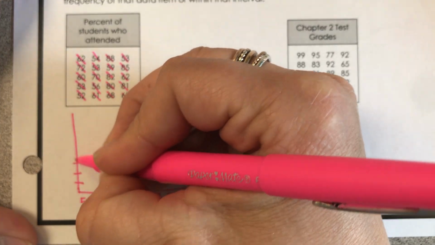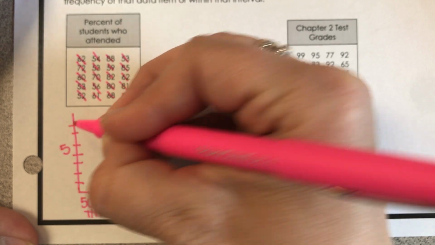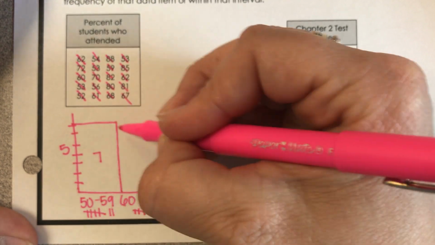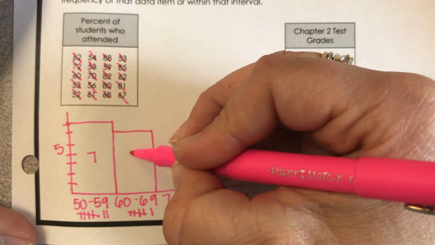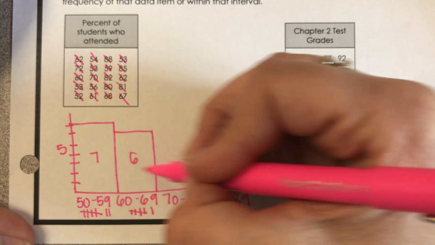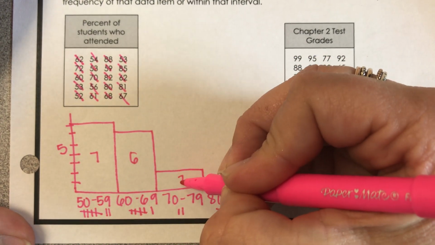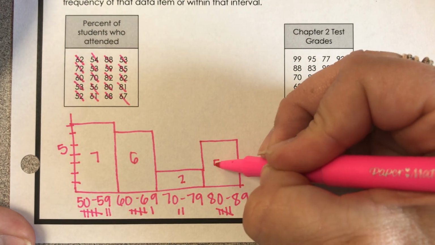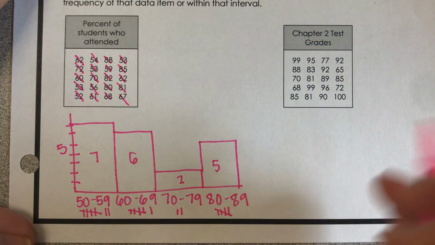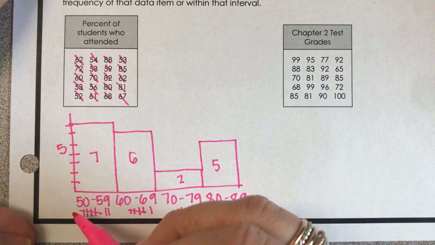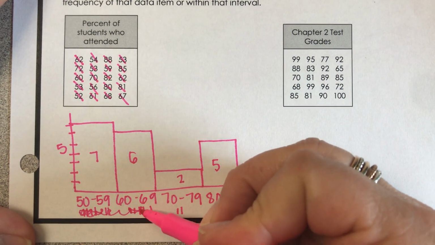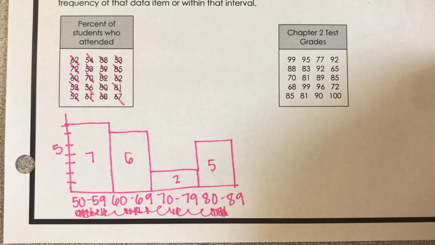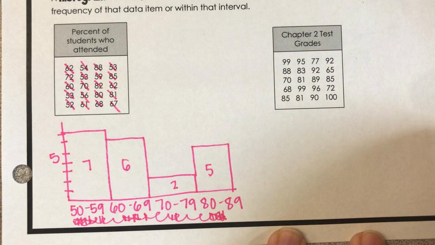So 1, 2, 3, 4, 5, 6, 7. I had 7 numbers that were in the 50 to 59 category, 6 numbers in the 60 to 69 category, 2 in the 70 to 79, and 5 in the 80 to 89. And those are my frequencies. If you would rather create a separate table, I'll show you that on the next one. I typically don't like to put it under here because I feel like it looks messy. So I'll show you another way to do it.